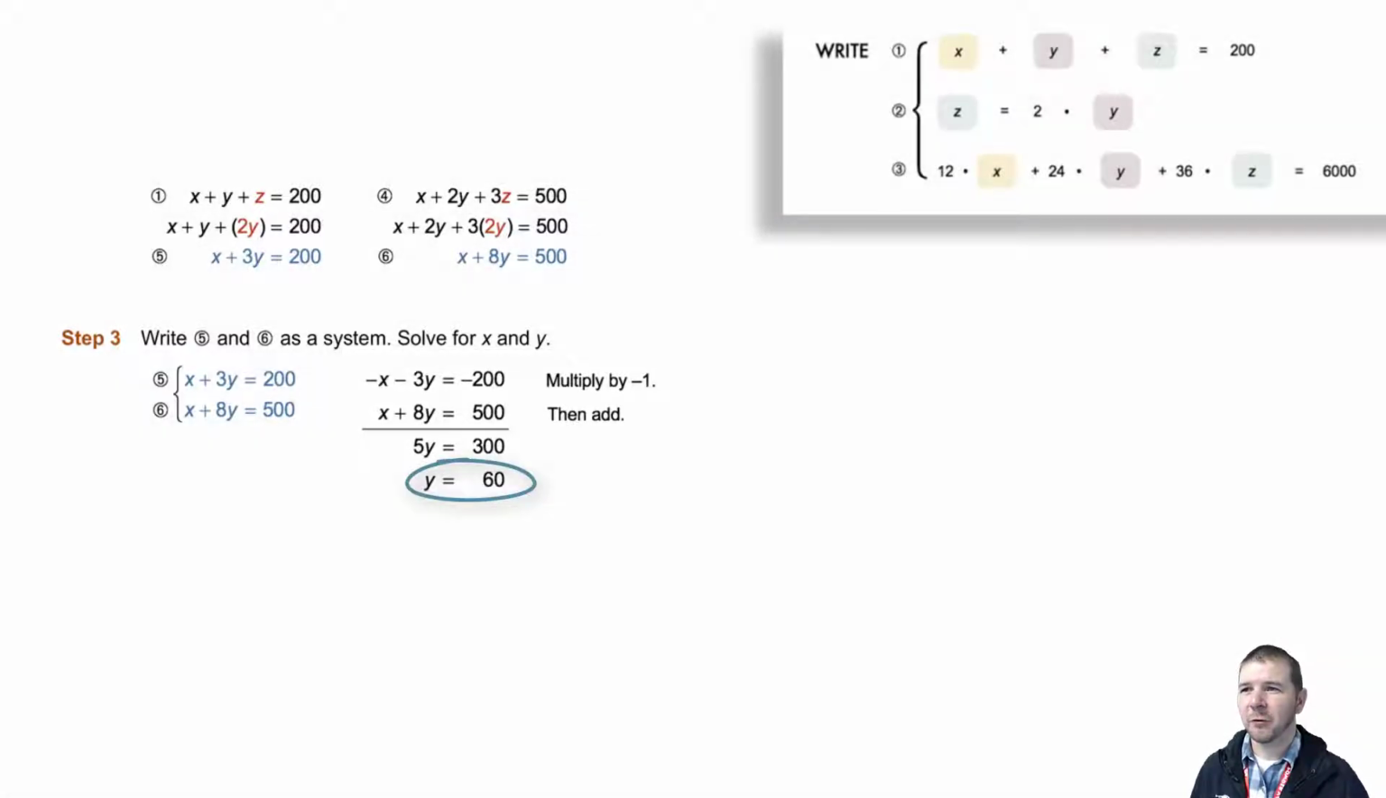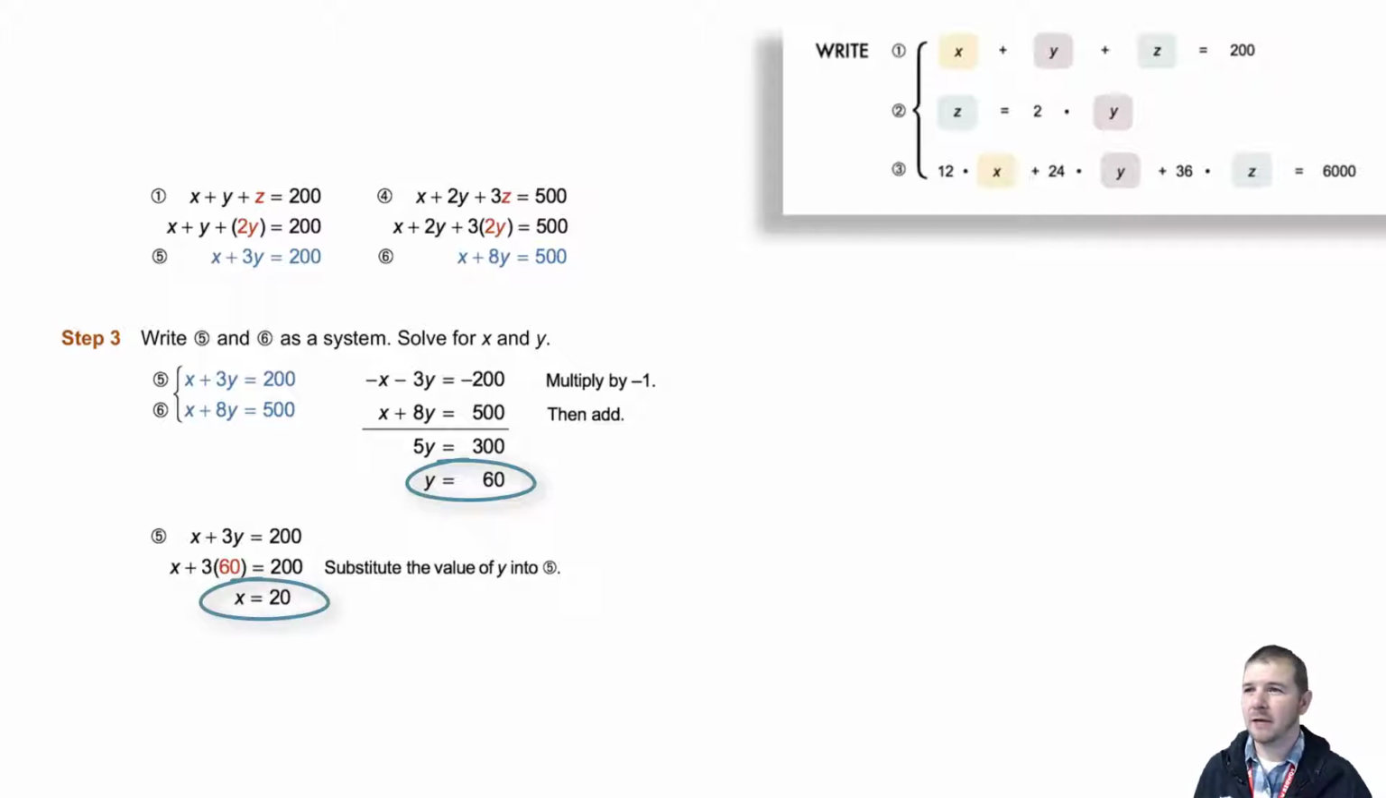Next, we'll substitute this value for y into either one of those two equations, in this case 5, and find x plus 3 times 60 equals 200, so x equals 20. We now know y, we know x, so we need to find z.